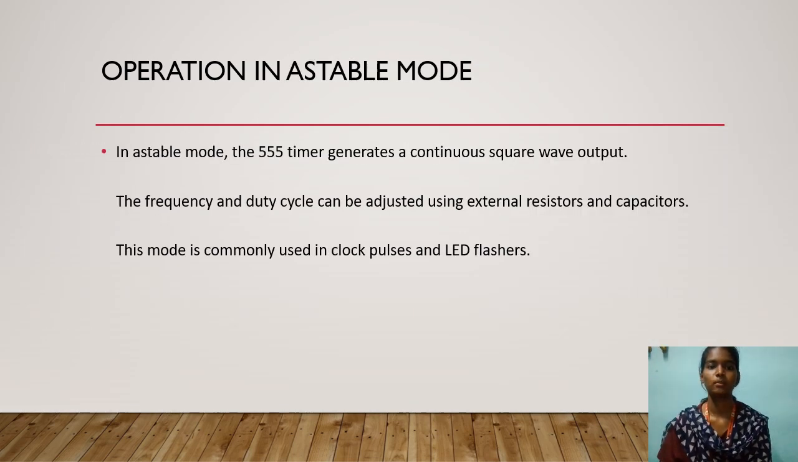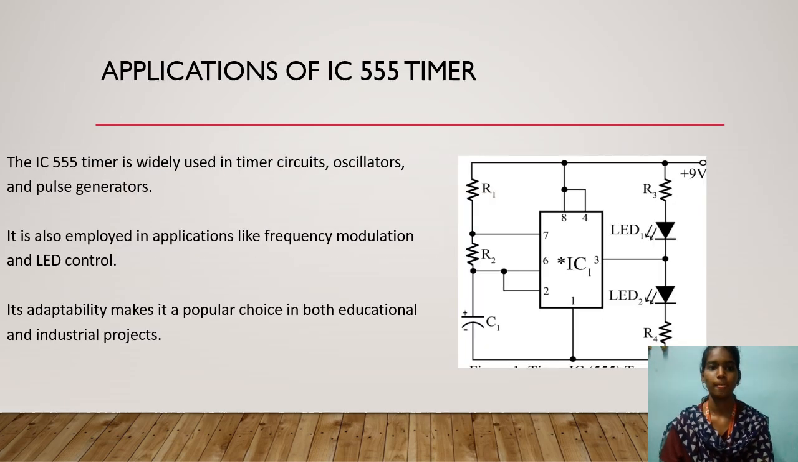Operation in astable mode. In astable mode, the 555 timer generates a continuous square wave output. The frequency and duty cycle can be adjusted using external resistors and capacitors. This mode is commonly used in clock pulses and LED flashers.